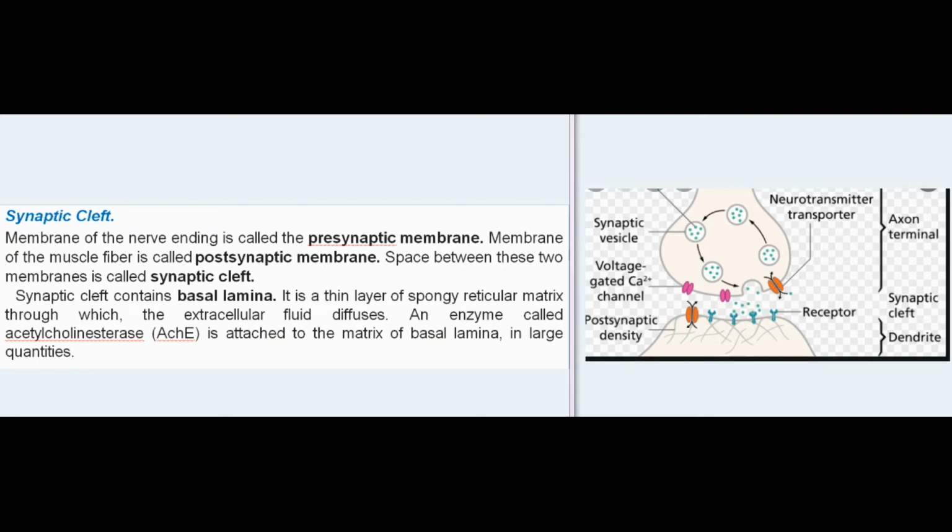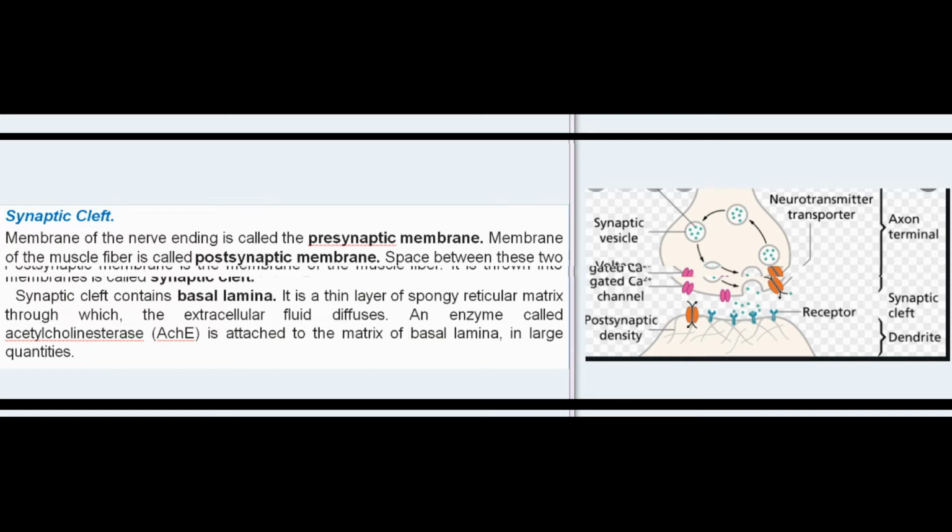Synaptic cleft contains basal lamina. It is a thin layer of spongy reticular matrix through which the extracellular fluid diffuses. An enzyme called acetylcholinesterase, ACE, is attached to the matrix of basal lamina, in large quantities.